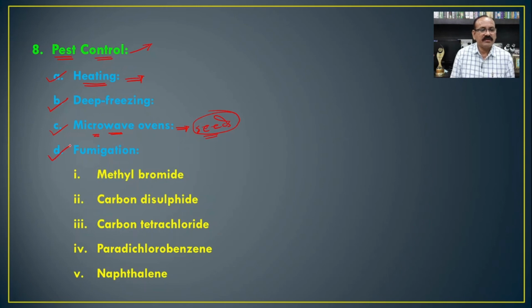Then fumigation, which is very commonly used in different herbaria to control different infections in the herbarium sheets. Here there is utilization of different chemical compounds like methyl bromide, carbon disulfide, carbon tetrachloride, paradichlorobenzene, and even naphthalene in the form of naphthalene balls or naphthalene powder in the herbarium.